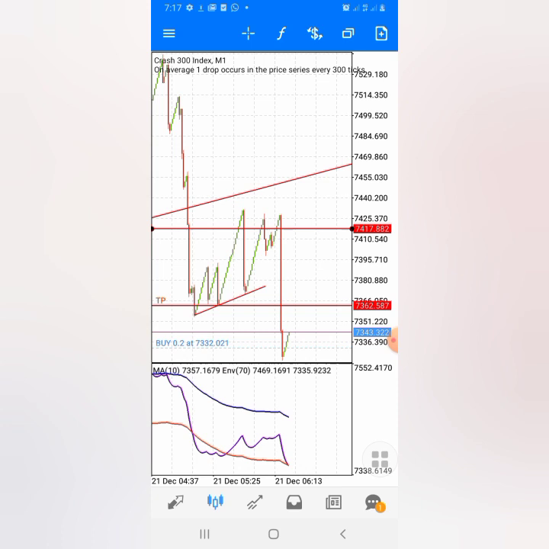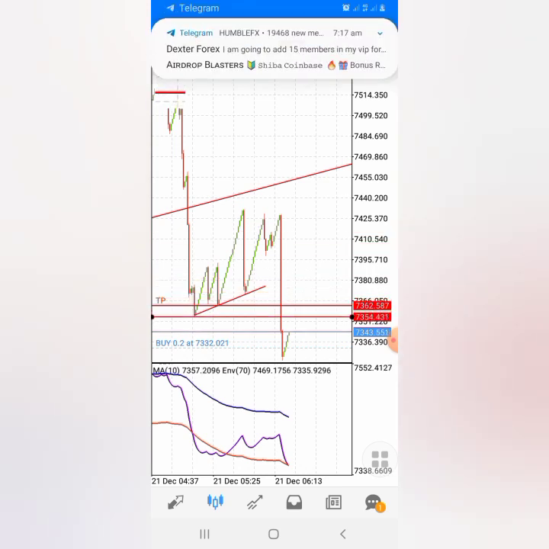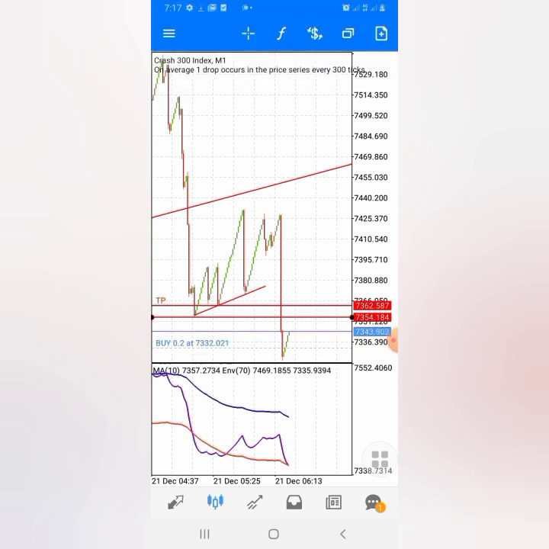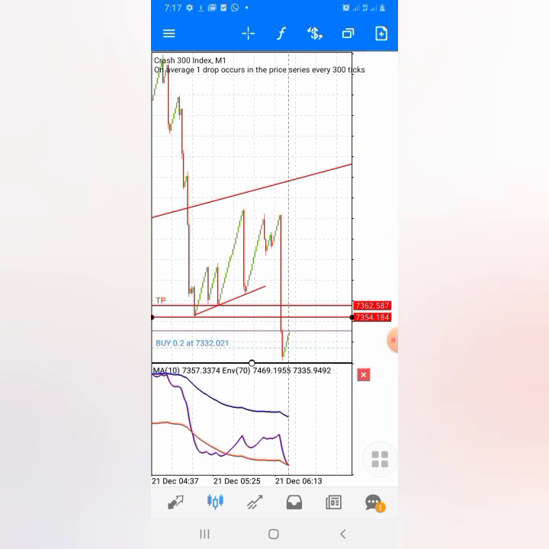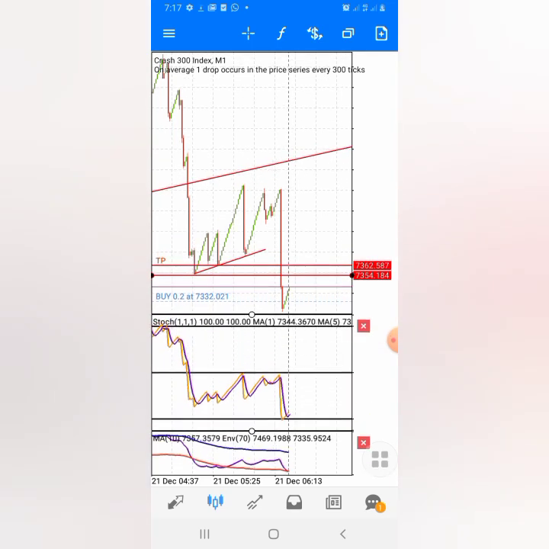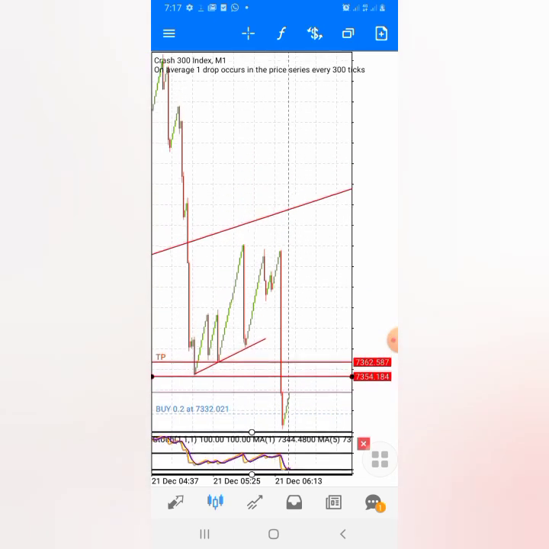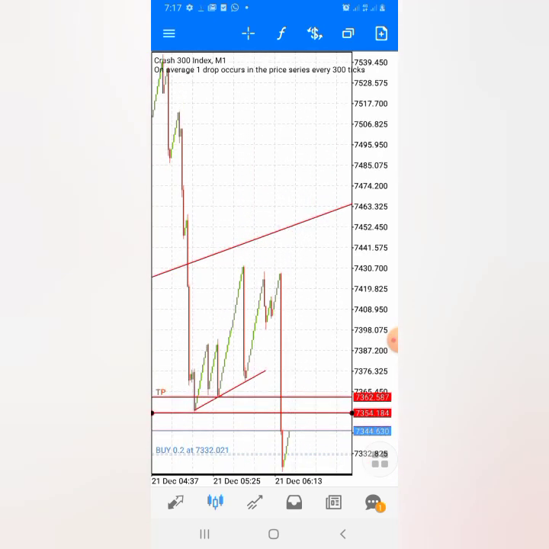I have two TPs here I should take. This should be my first TP, then the other one my second TP. But let me see how it goes. Because I'm not using these indicators, let me just minimize them because they are not used in this tutorial.